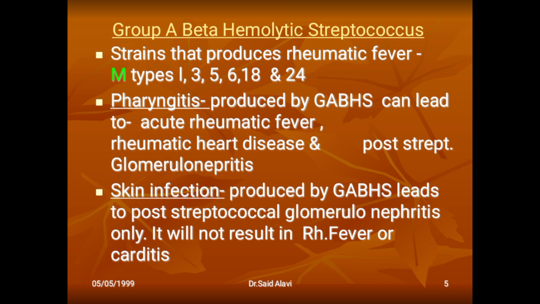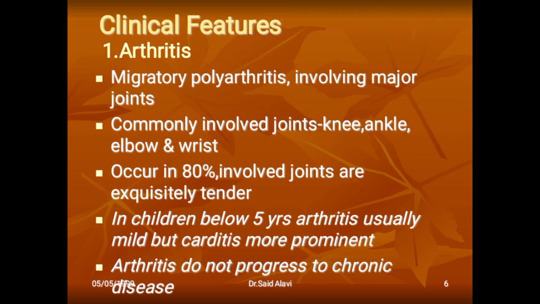Pharyngitis produced by group A beta streptococcus can lead to acute rheumatic fever, rheumatic heart disease, and post-streptococcal glomerulonephritis. Skin infection produced by group A beta hemolytic streptococci leads to post-streptococcal glomerulonephritis only. It will not result in rheumatic fever or carditis.